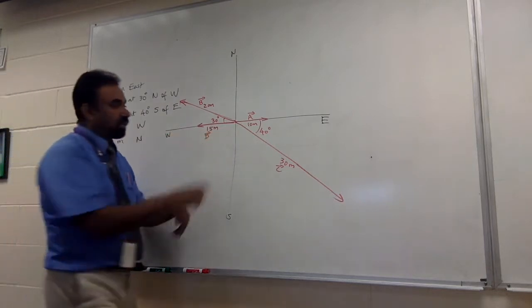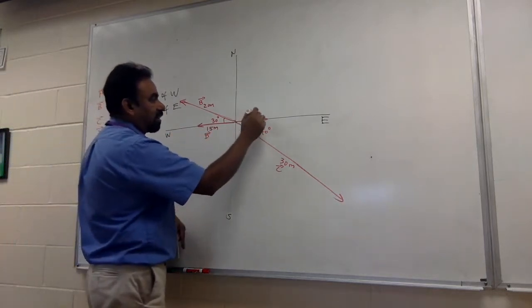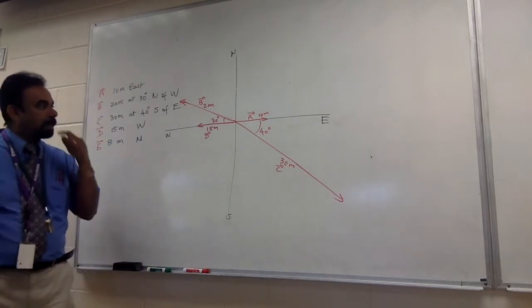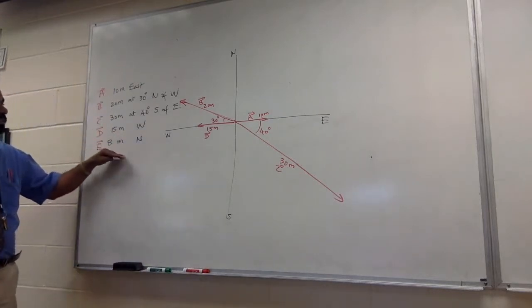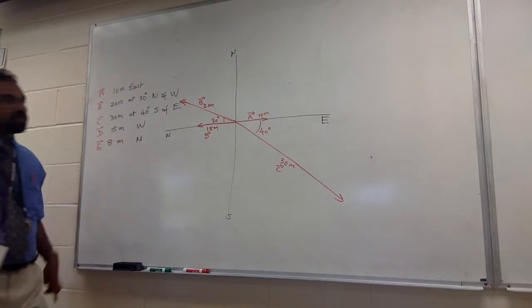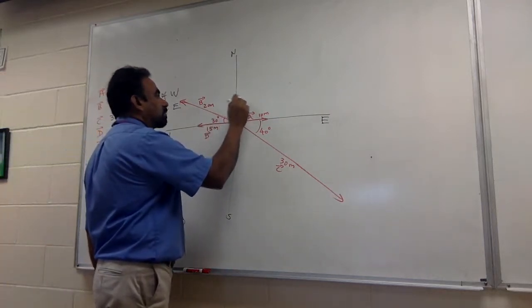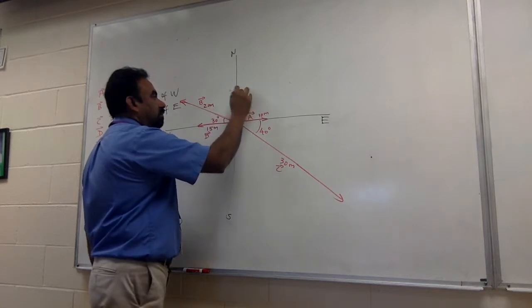Even this is confusing me. Look at the 10 sitting here. I don't like the 10 here, I like the 10 here. Okay, 15 meters west. Done. 8 meters north. This is 8 meters north. That is E.